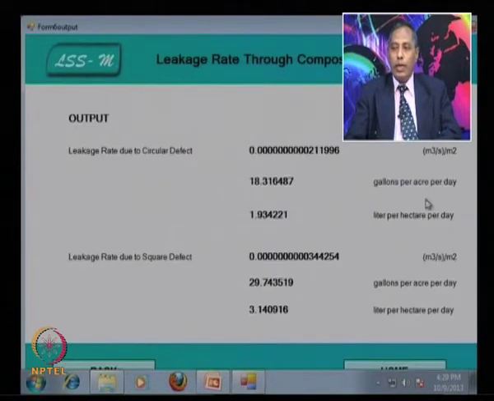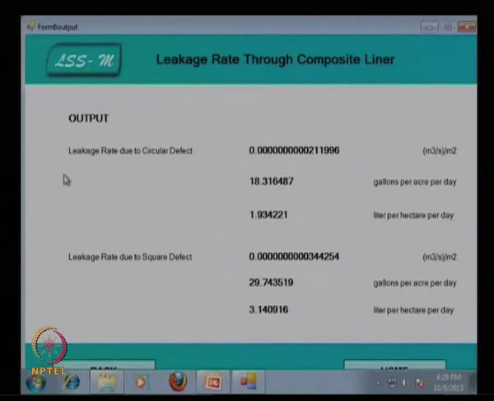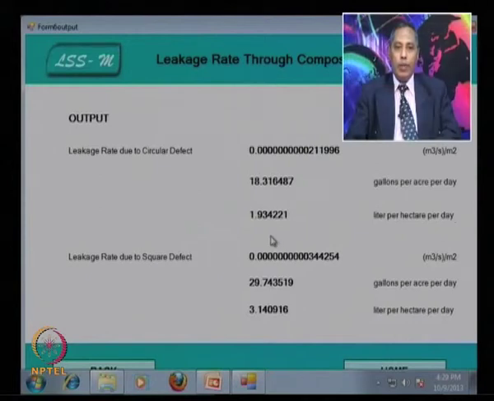So if you calculate, you can have the output, what is the leakage rate due to the circular defect. So you can obtain this value, 1.934 liter per day, and leakage due to the square defect, then 3.14094 liter per hectare per day.